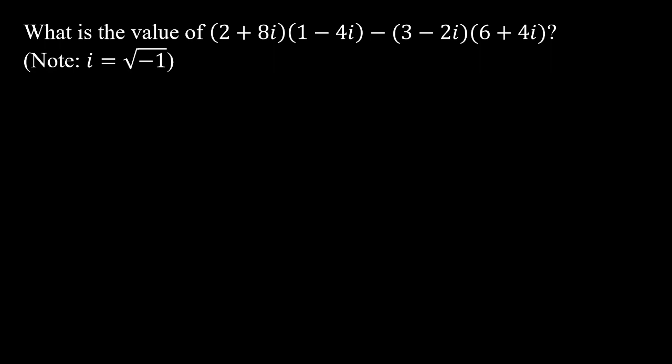What is the value of (2 + 8i)(1 - 4i) - (3 - 2i)(6 + 4i)? Note, i is equal to the square root of -1. Feel free to pause this video and solve this question for yourself.